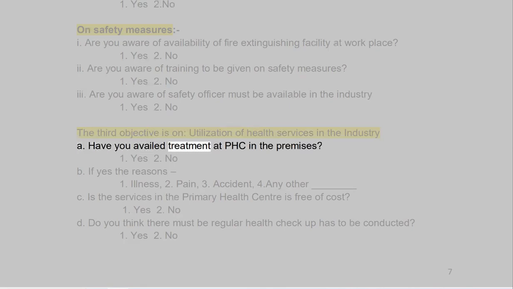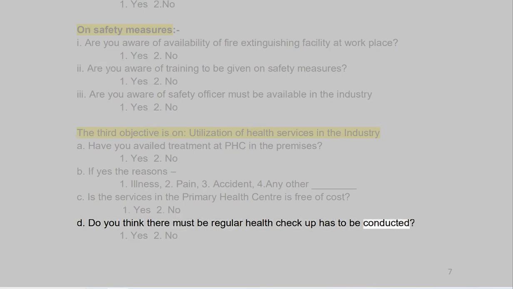The third objective is on utilization of health services in the industry. A. Have you availed treatment at PHC in the premises? 1. Yes 2. No. B. If yes, the reasons: 1. Illness 2. Pain 3. Accident 4. Any other. C. Is the service in the primary health center free of cost? 1. Yes 2. No. D. Do you think there must be regular health checkup conducted? 1. Yes 2. No.